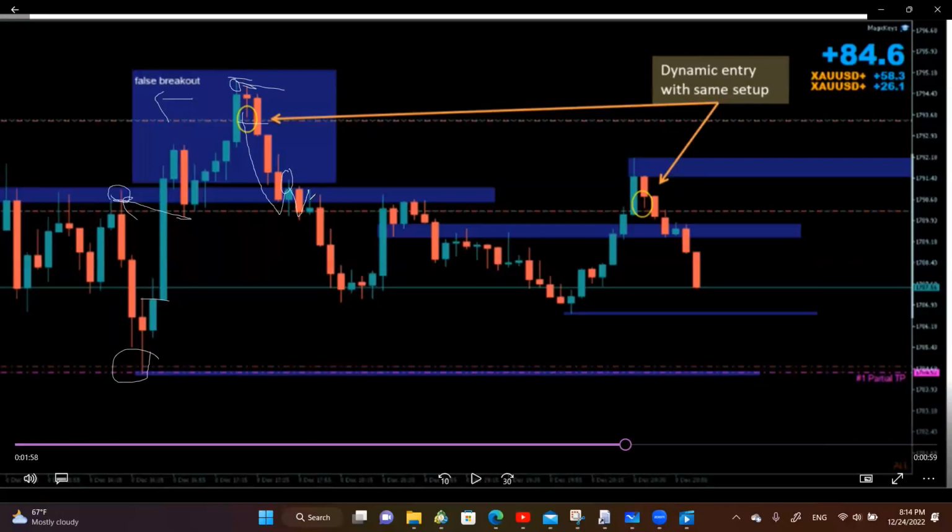We created another strong high here. Moved down, retested it. Moved down, strong low. Moved up, strong high. Moved down, weak low. Moved down, it's not a strong low. Weak low. That's why I took a second entry.